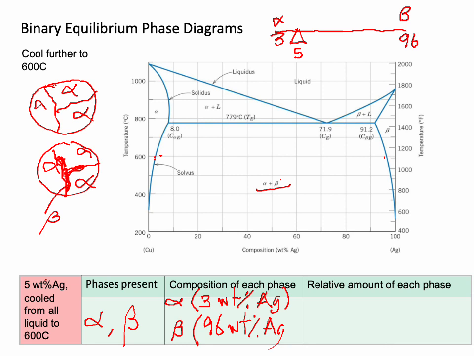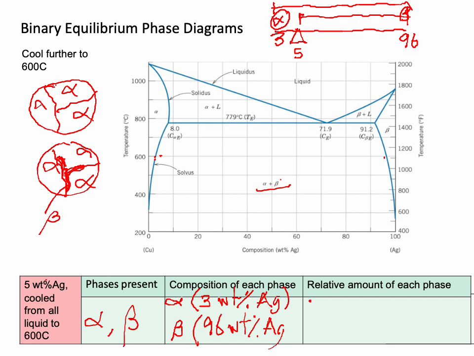All right, so in order to calculate the relative amount of alpha over here, I need to take the length of the line on the opposite side of the fulcrum, this length, which is 96 minus 5, and divide that by the whole length, which is 96 minus 3. Okay, that's to calculate the relative amount of alpha. I calculate that by measuring the length on the other side of the fulcrum over the total length.